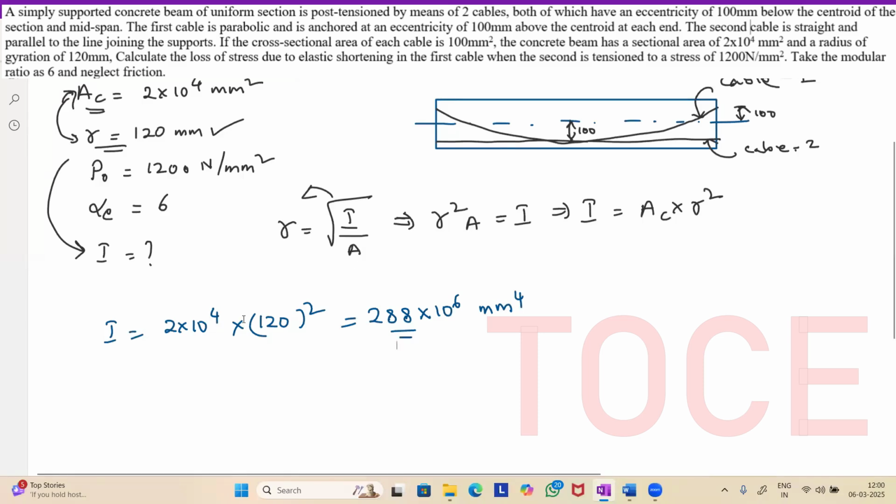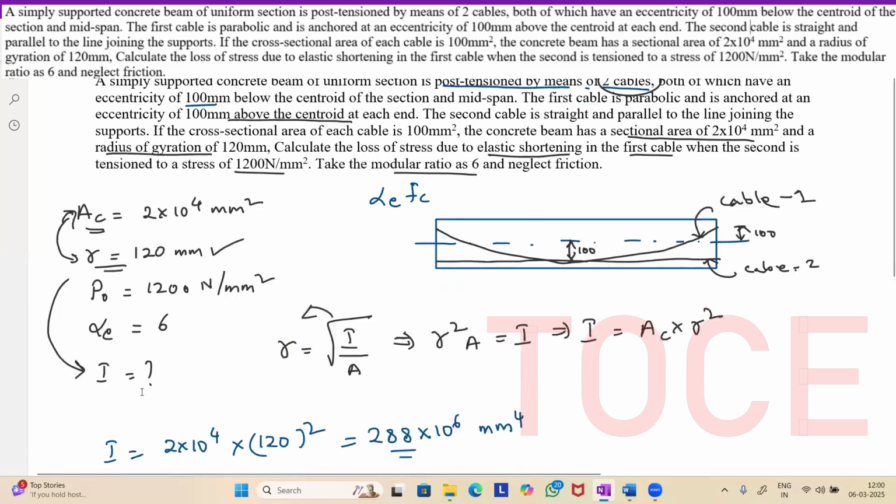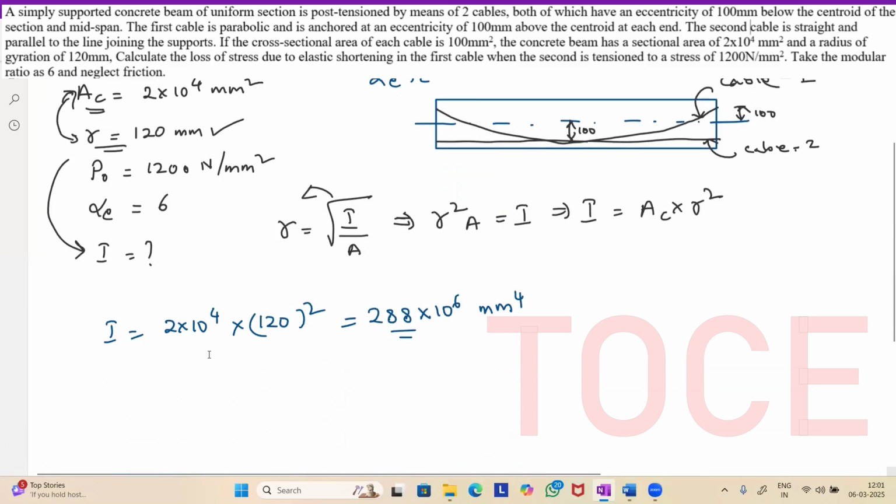You all know that we need moment of inertia to calculate FC. What is the formula to find out the loss due to elastic shortening? It is alpha E into FC, where FC is the stress in concrete. In order to find the stress in concrete, we need the moment of inertia. So now let us find out the stress in concrete at the support and at the center.